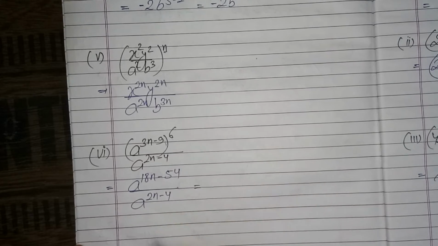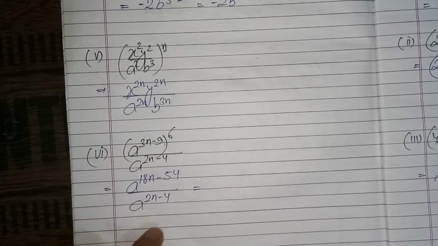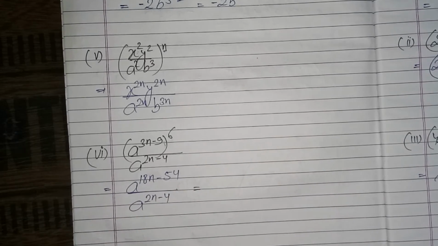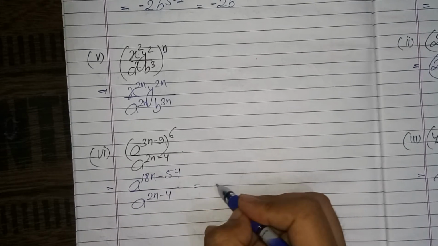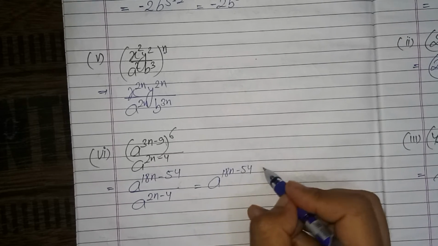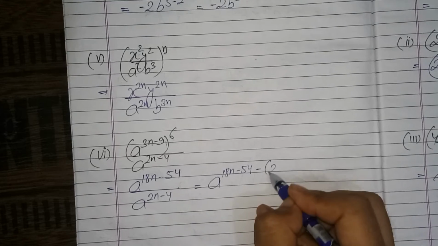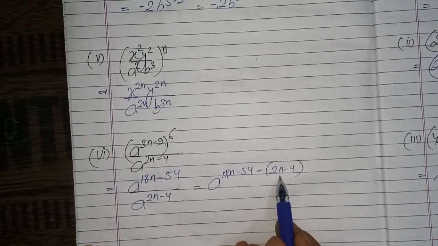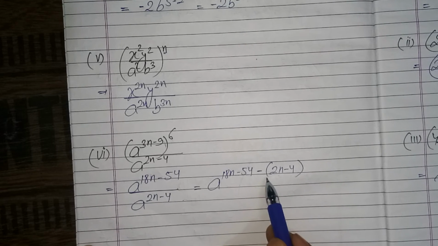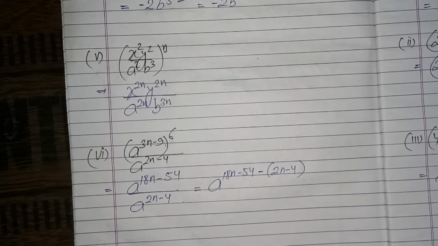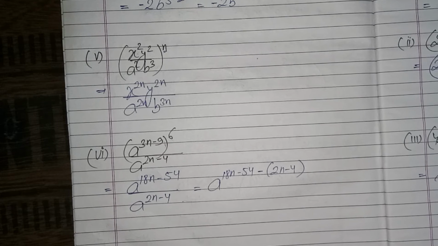Now what I have to do is, since the bases are the same, the power of the denominator gets subtracted from the power of the numerator. So what I get is a power 18n minus 54, minus 2n minus 4. Friends, whenever you have more than two terms with the operation of subtraction, just put them inside the bracket, it will decrease your chances of making mistakes.